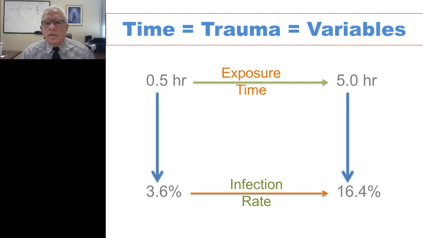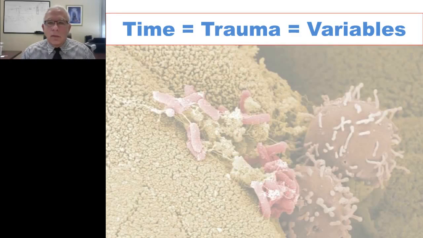So what this graph, this image here tells you is that if the exposure time during surgery is increased from a half hour to 5 hours, the infection rate will go from 3.5% to about 16.5%. So the concept of time is trauma is key. That's why we need to go in and we need to get out. We don't just fiddle around on the importance of minimizing time.